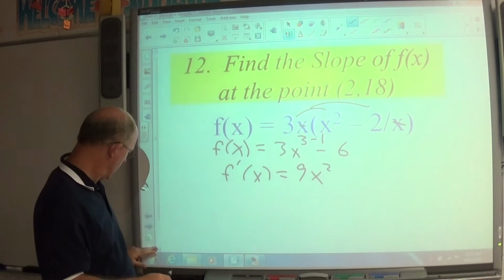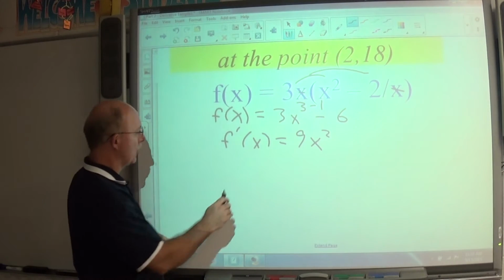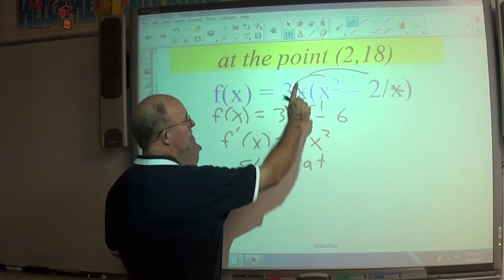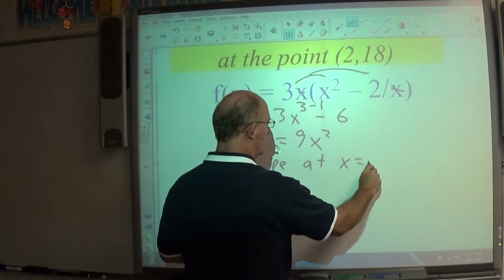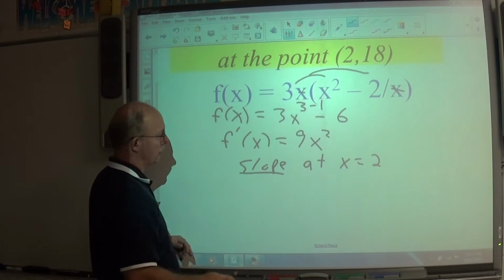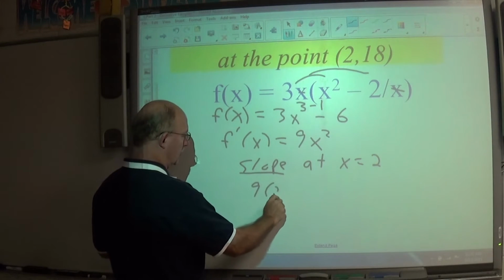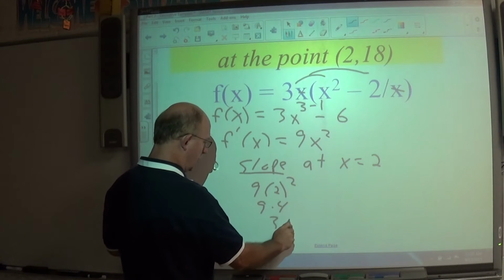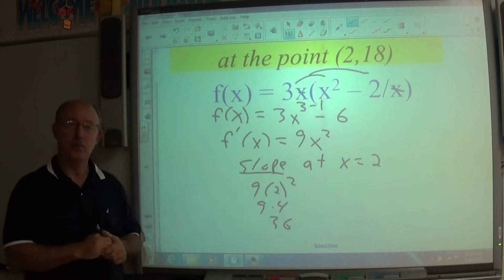Okay, now we've got our derivative. We're ready to get our slope now. So to get our slope, we're going to substitute 2 in at x equals 2. All right, so plugging these in, it'll be 9 times 2 squared, which would be 9 times 4, or 36. So our slope would be 36.